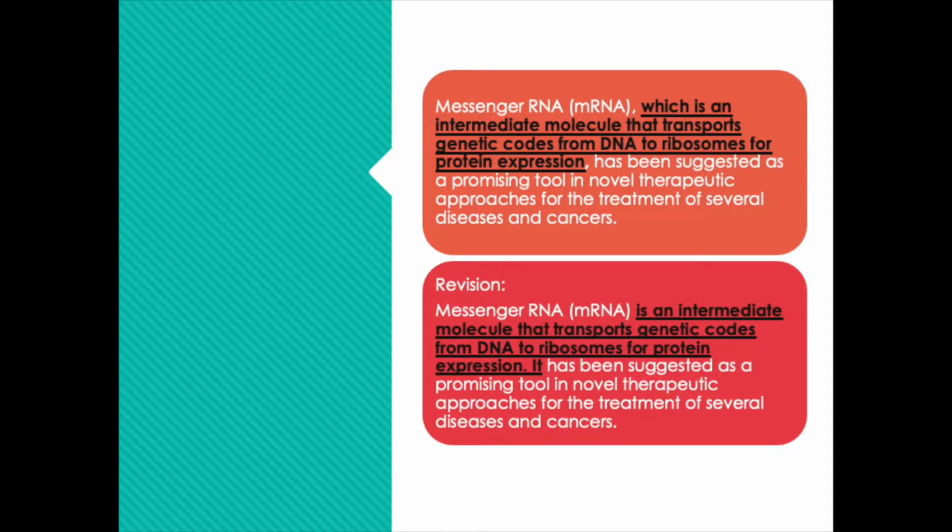So what I would do here is break this into 2 sentences. Messenger RNA is an intermediate molecule that transports genetic codes from DNA to ribosomes for protein expression, period. Next sentence, it has been suggested as a promising tool, etc. That makes 2 shorter sentences compared to the original 1 long sentence that had this interrupting phrase. And now it's easier to understand and more clear.